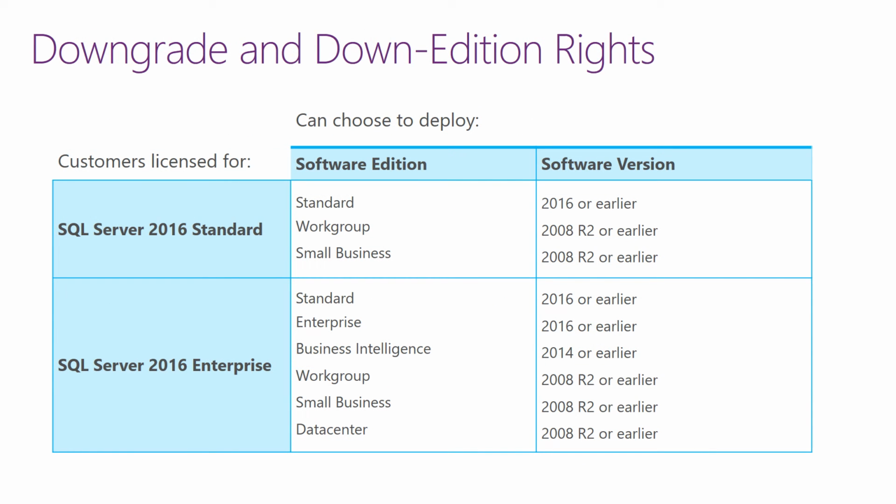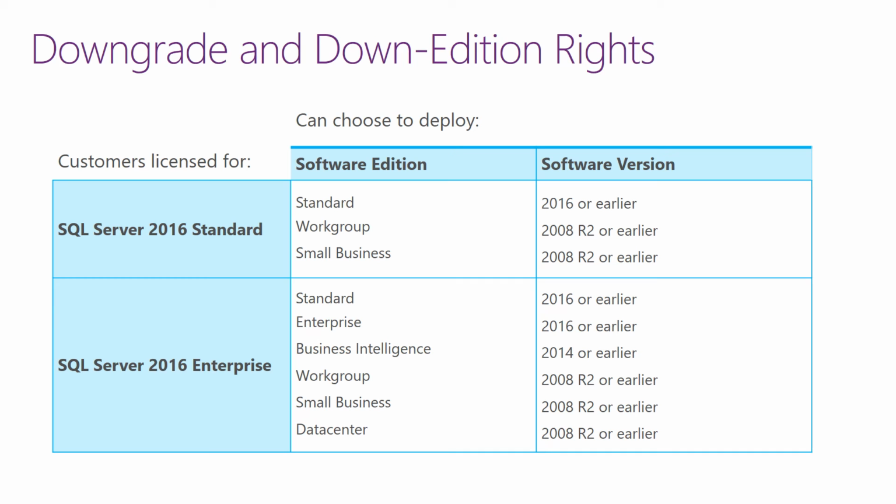Other important things to know about SQL are what we call downgrade and down edition rights. When you buy a license through volume licensing, you always get the current version, but you also get the rights to install previous versions. So today, if I buy a SQL Server license, it's 2016, but an organisation might need to deploy an earlier version. And this table shows you, on the right hand side, the different versions that can be deployed, and then in the first column, it shows the different editions that can be deployed.